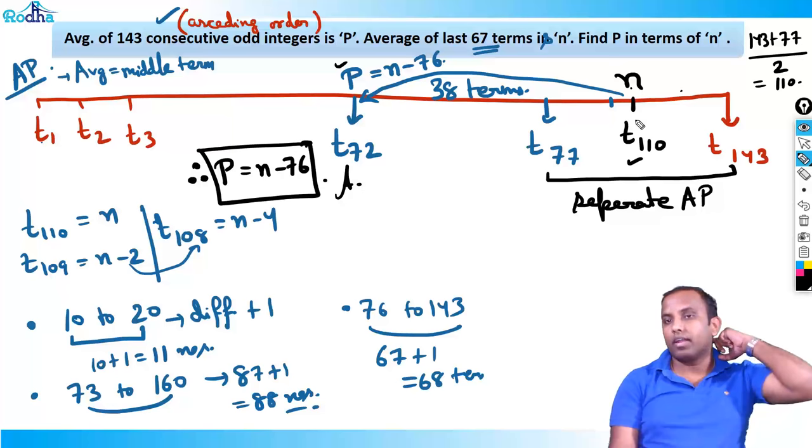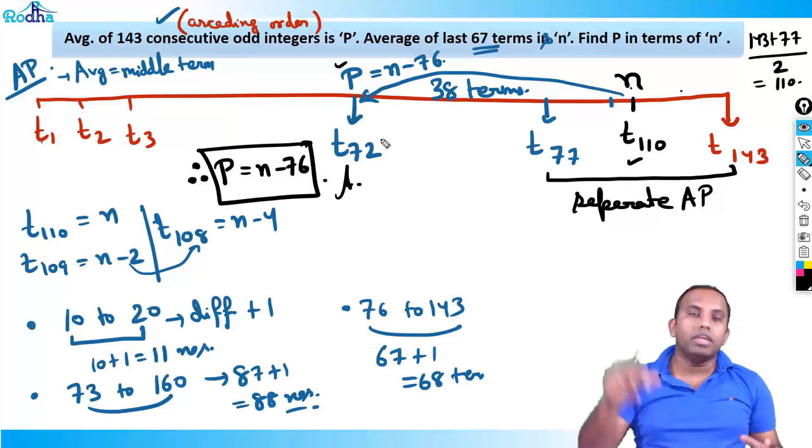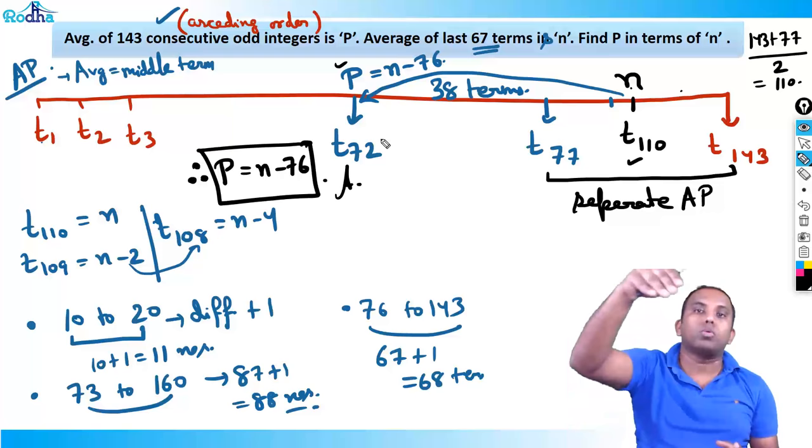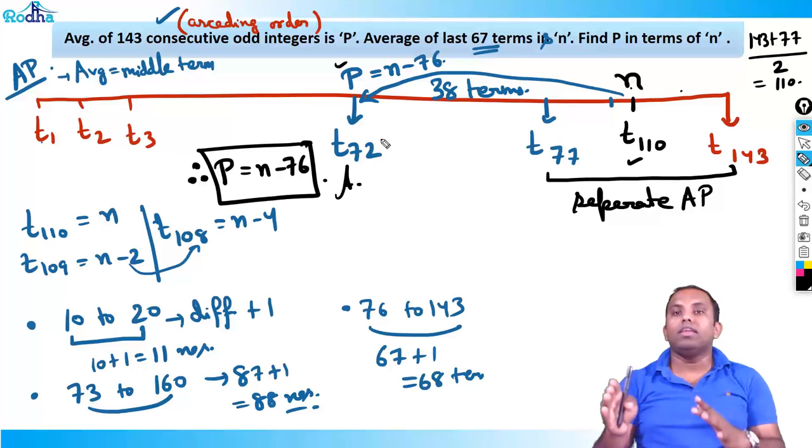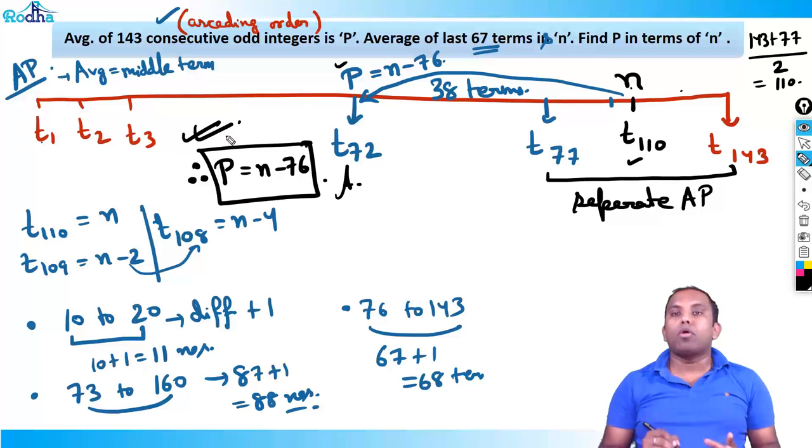Right. This 110th term is N. I need to find the 72nd term. That difference is of 38 terms. Each term going back is minus 2 because they are consecutive odd integers. So 38 into minus 2, 76. So P is equal to N minus 76, right? A very important question, super important question, and a very good concept also. I hope you got it.